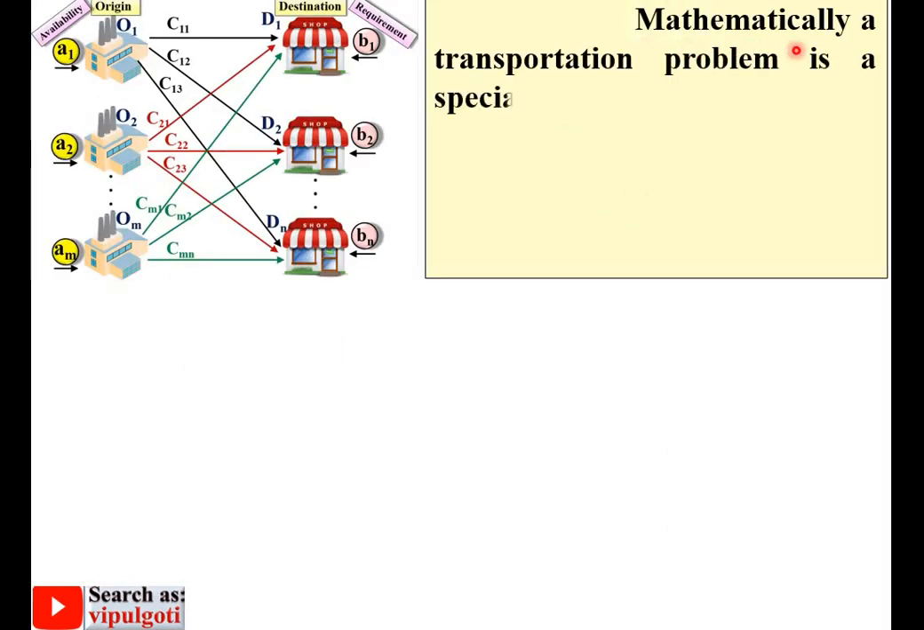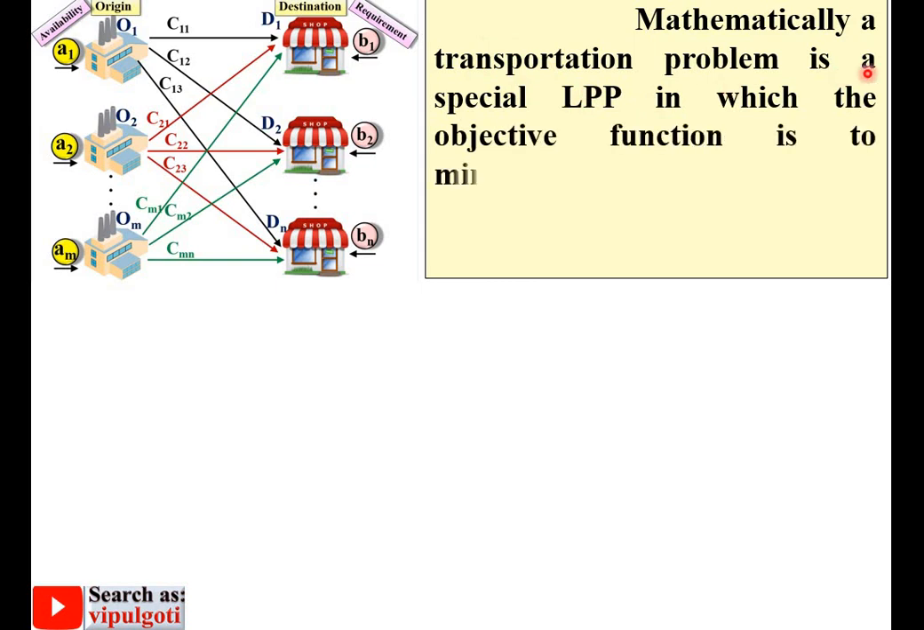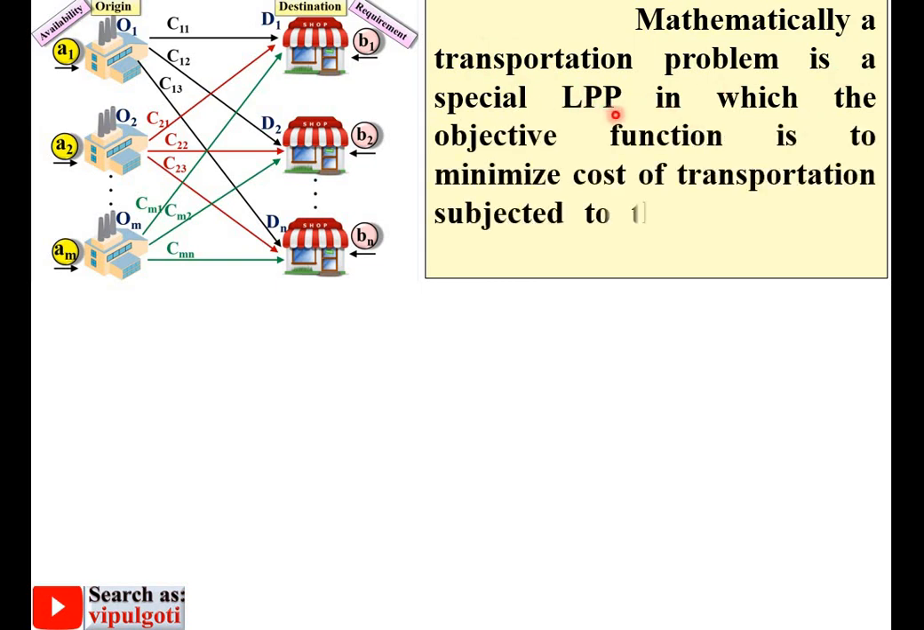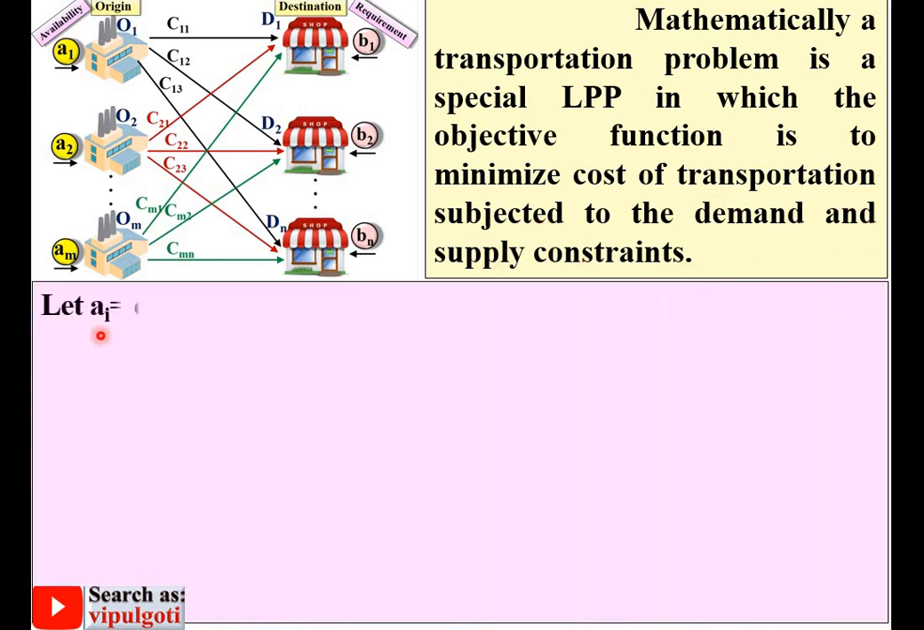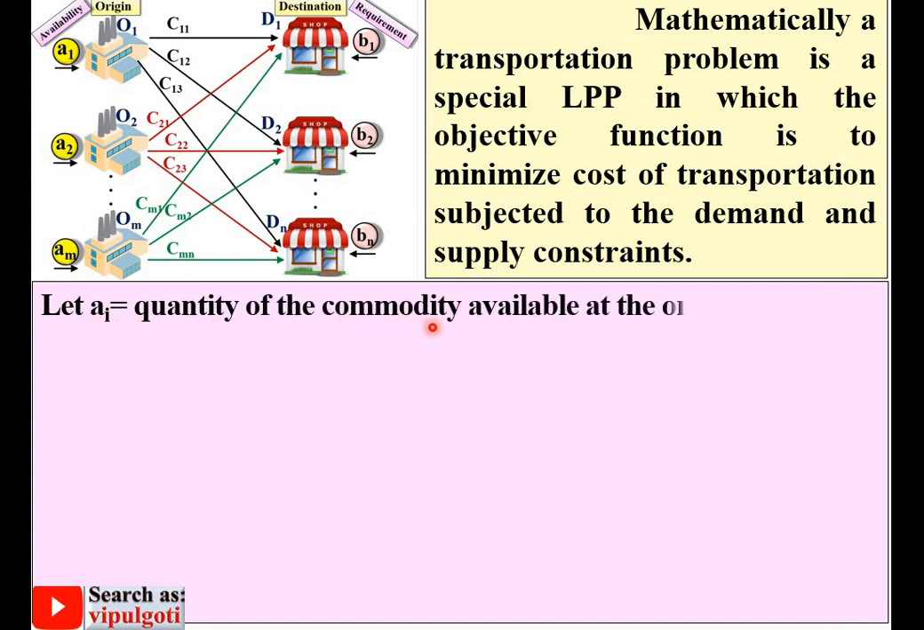Now the mathematical model. Mathematically a transportation problem is a special LPP, meaning linear programming problem, in which the objective function is to minimize cost of transportation subject to demand and supply constraints. Let Ai be the quantity of the commodity available at the origin i. So here you can see, if we say O1, then this is the availability A1. If the origin is O2, then availability is A2. So Ai means the quantity of the commodity available at the origin i.